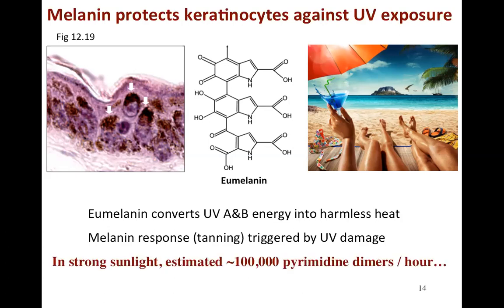In strong sunlight, it's estimated that we can actually suffer from about 100,000 pyrimidine dimers per hour taking place as a result of exposure to sunlight. But the scary thing about this is not per your body. This is 100,000 pyrimidine dimers being cross-linked per cell in your skin. Right? So that is really phenomenal if you think about how much damage just normal UV radiation causes.